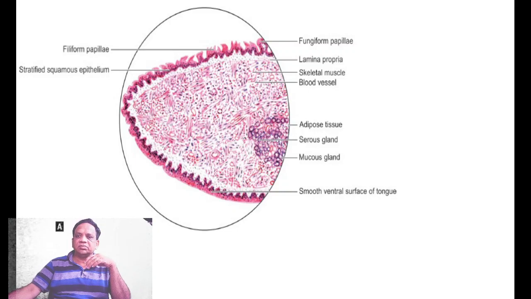You can see the mucous membrane, which is presenting elevations, and these papillae are present on the dorsal surface only. On the ventral surface you won't see these papillae. So this is how the tongue muscles are arranged.